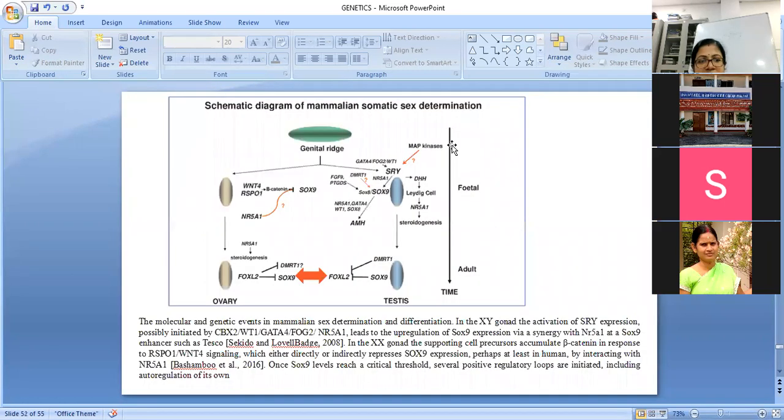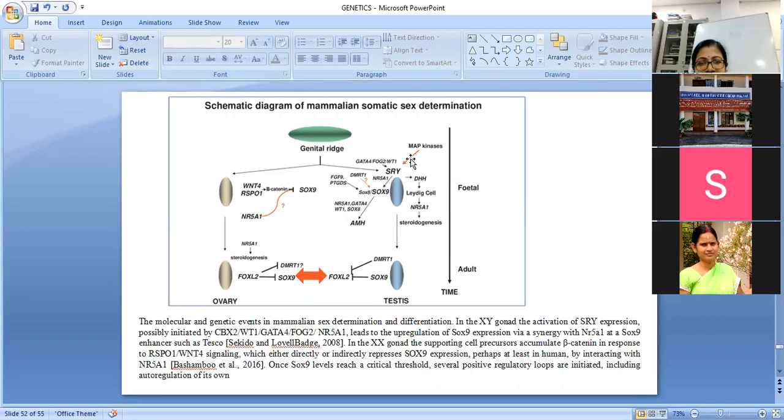So this is all about the thalassemia. And here I have a schematic diagram, as we all are teachers. Even though we are dealing with +2 level students, this is for our own understanding how the mammalian somatic sex determination takes place. This is the genital ridge, as we all know. And I have already told that this is a bipotential ridge, that is, it can form ovary and testis with equal potential.